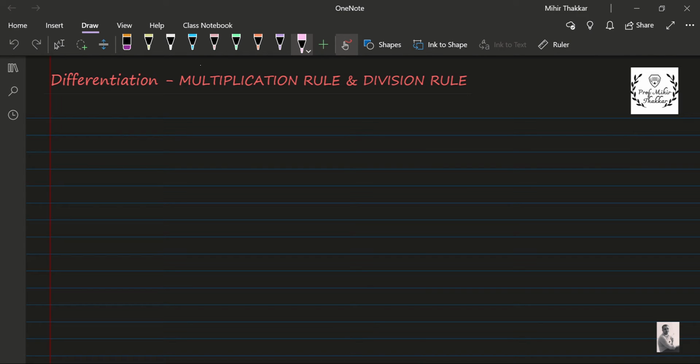Today we are going to study differentiation, multiplication and division rule. This is the third part of the chapter multiplication and division rule. In the first two parts I have covered the basic formulas and also some basic examples that we need to know for understanding differentiation part very carefully and thoroughly.